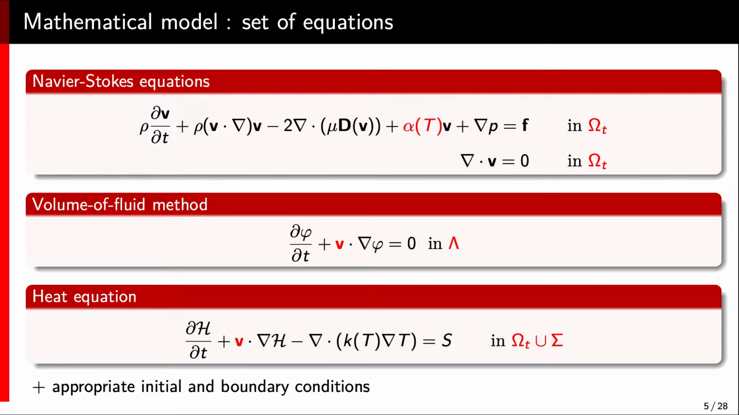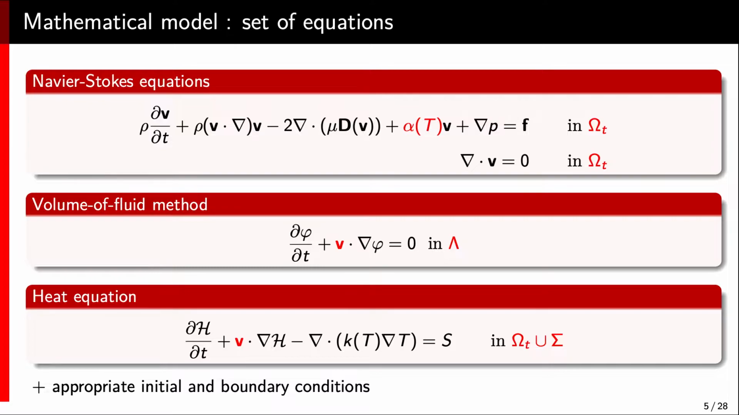Then we are going to solve the so-called volume of fluid method. So this is an advection equation that allows us to track the characteristic function of the fluid. And this will also be solved in lambda, so that means in the small box. And that will allow us to be able to track in time the evolution of the free surface.